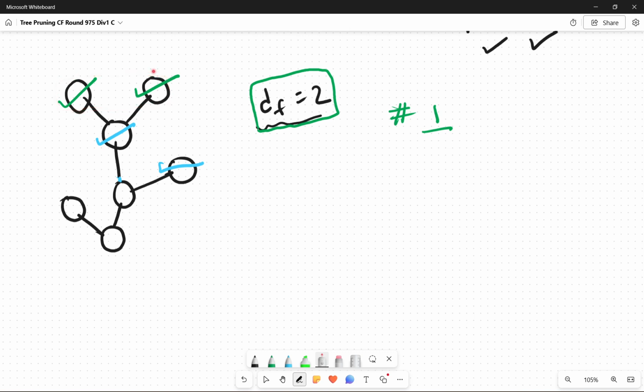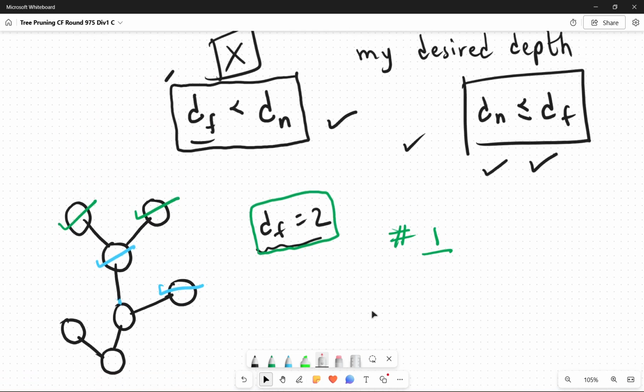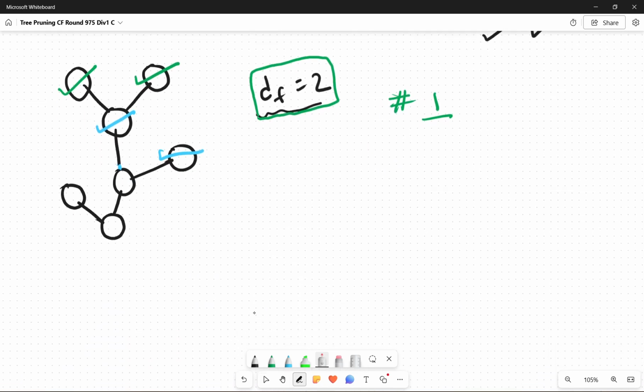But I want to also remove this node. Yes, definitely I want to remove this node, but is my observation number 1 helping me? For this node, my observation number 1 is holding. So I want to make another observation, and that is observation number 2.